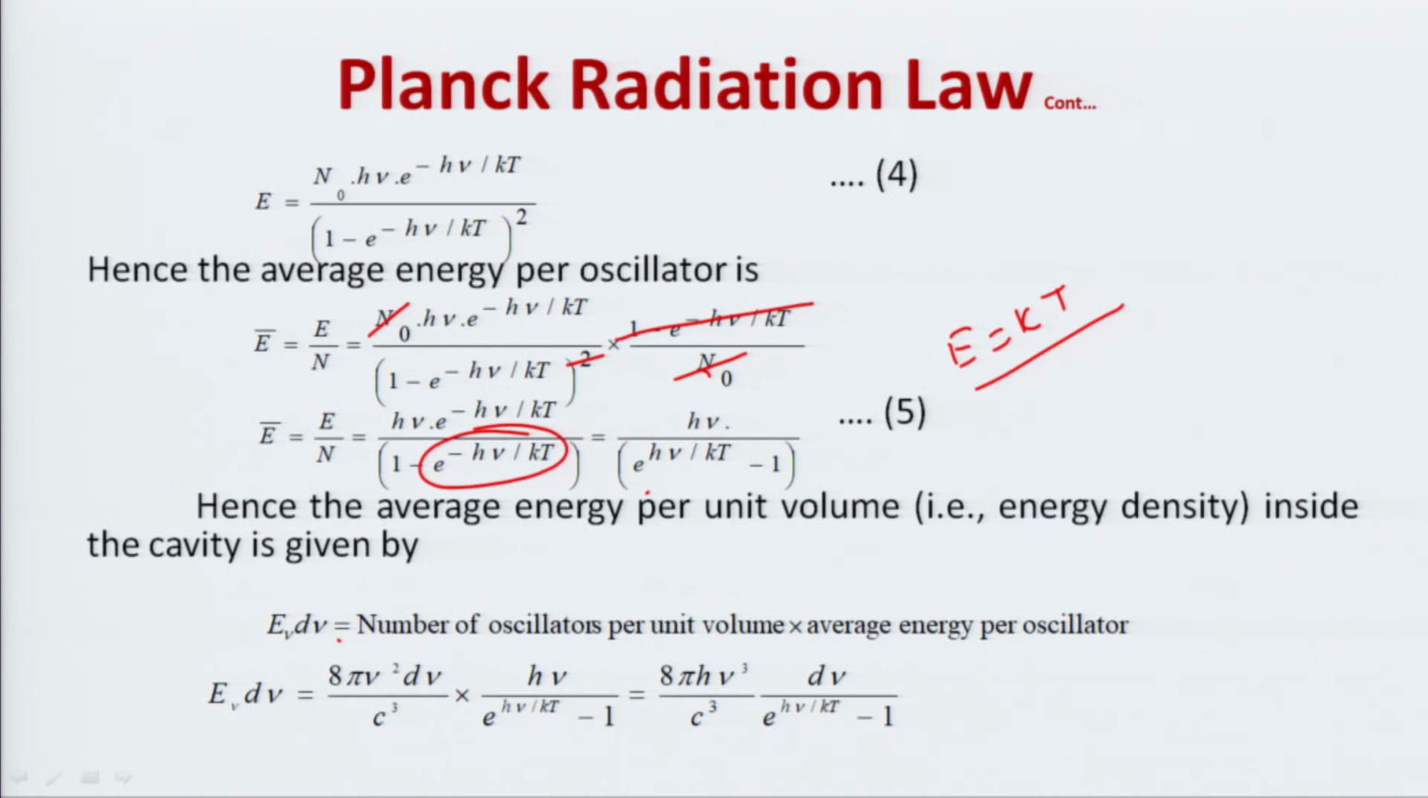This is the same value we have used in Rayleigh-Jeans. Rayleigh-Jeans actually derived it, they have used it. So, this is the same value, 8 pi nu square d nu upon c cube, into h nu upon e to power h nu by k t minus 1, and by summing up this we have 8 pi h nu cube by c cube d nu upon e to power h nu by k t minus 1.